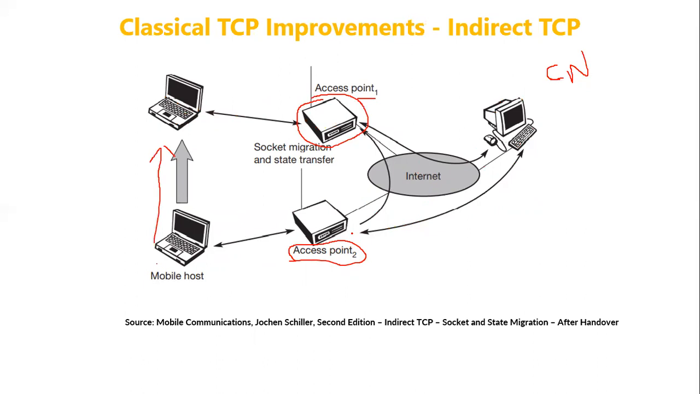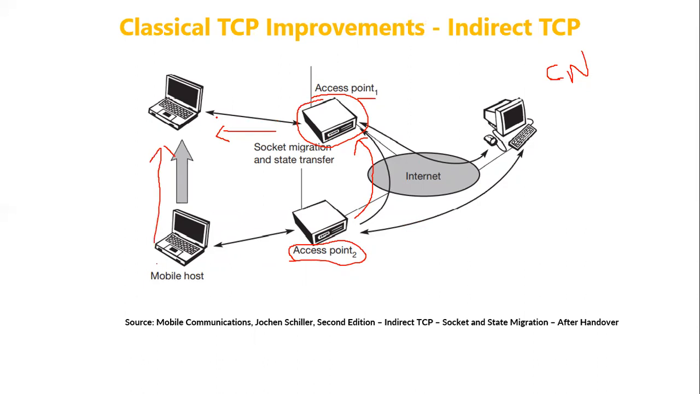In that case, what will happen? This access point, access point 2, should forward the packet to access point 1 so that it can transmit to the mobile node, because CN does not know that the mobile node has moved. So whenever the mobile node moves from one access point to another access point, that new access point will update the old access point, and if there is any data from the correspondent node to the old access point, that will be forwarded to the new access point so that it can reach the mobile node.